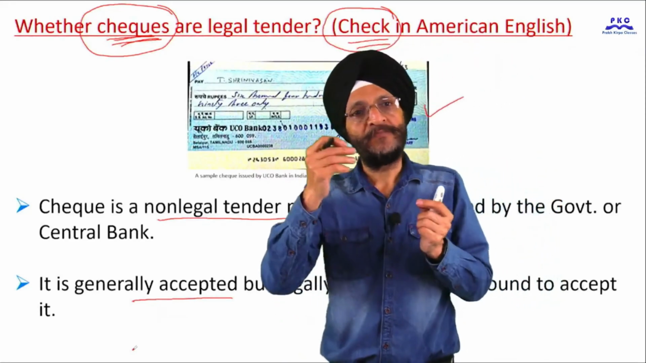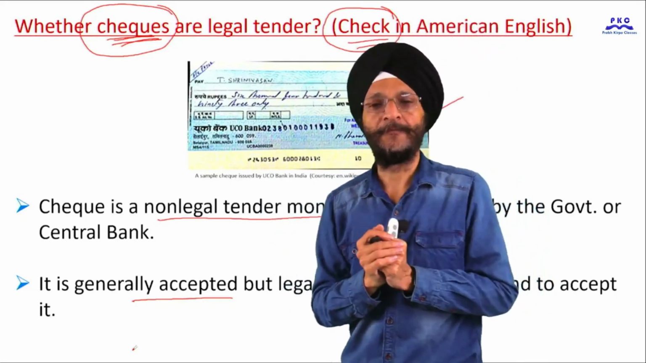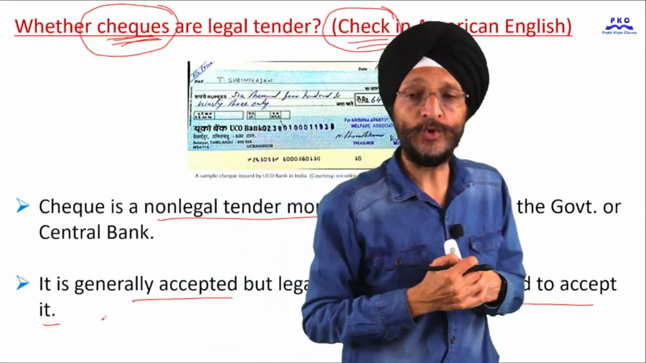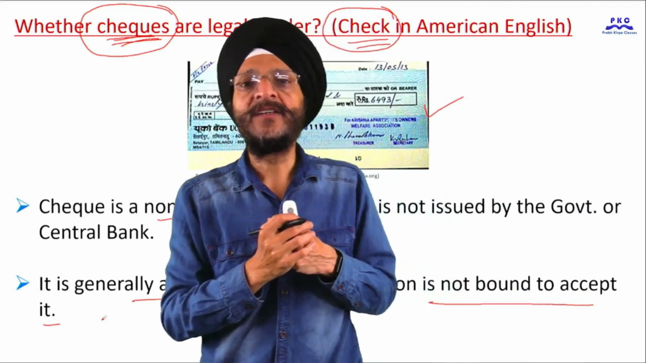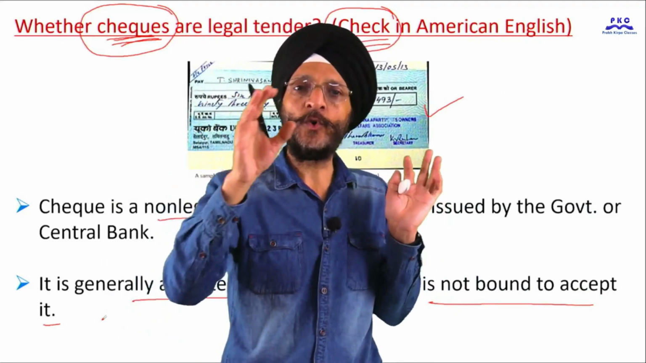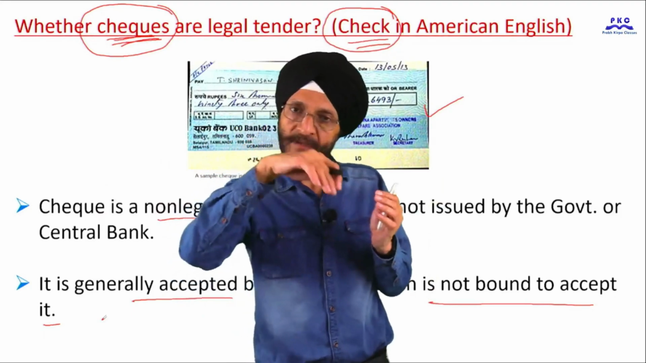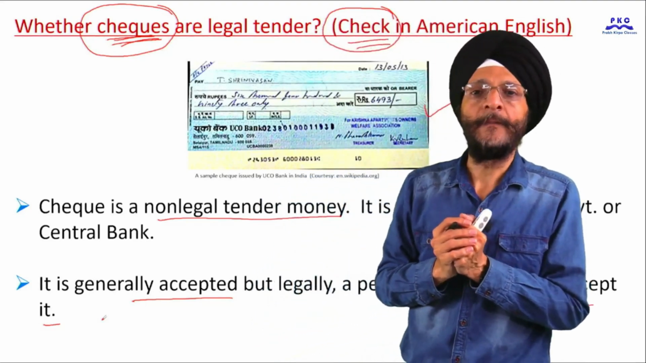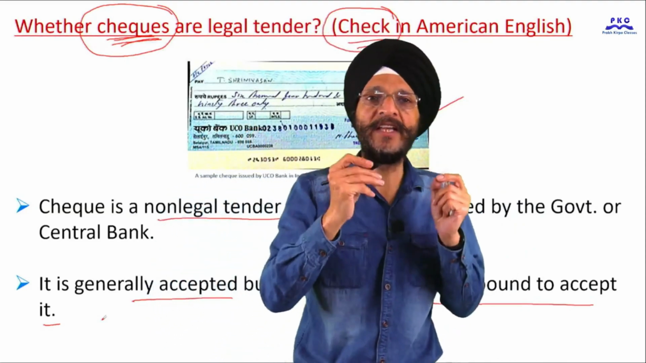It may be possible that we may be making payment to the seller by way of check, but legally a person is not bound to accept it. Suppose we go to a jewelry showroom, we buy jewelry, and we ask the jewelry showroom that I will make the payment by check. The jewelry showroom may refuse to accept the check. Suppose if we want to purchase a car and we say that I will make the payment by check, the car dealer may refuse to accept the payment by check because check is not a legal tender.